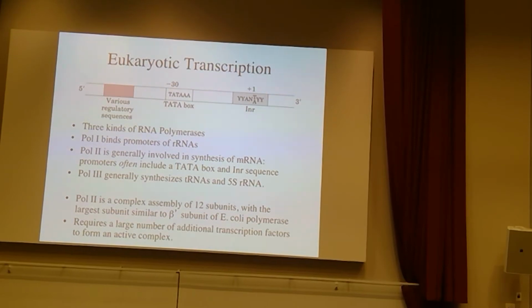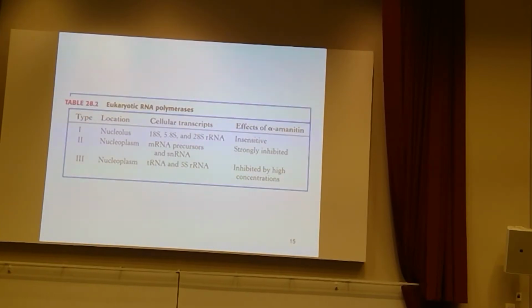So again, we're going to be focusing in on polymerase 2. It's much more complicated than the polymerases that we talked about in the prokaryotic system. It contains 12 subunits, but its largest subunit is similar to the beta subunit of the polymerase of E. coli that we looked at before. And we'll look at these big multi-protein complexes that are created to form the active polymerase.